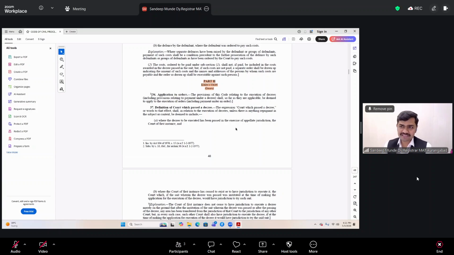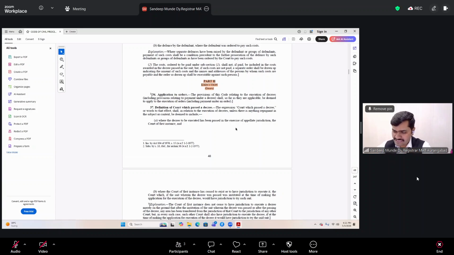And the same with order 21, the longest order of the Code of Civil Procedure, in which there are a total of 106 rules. So there are common headings between the section part and the order part in the Code of Civil Procedure.